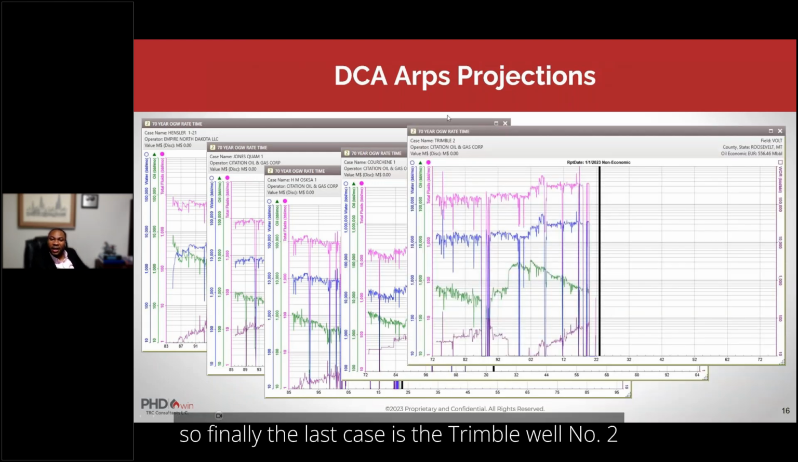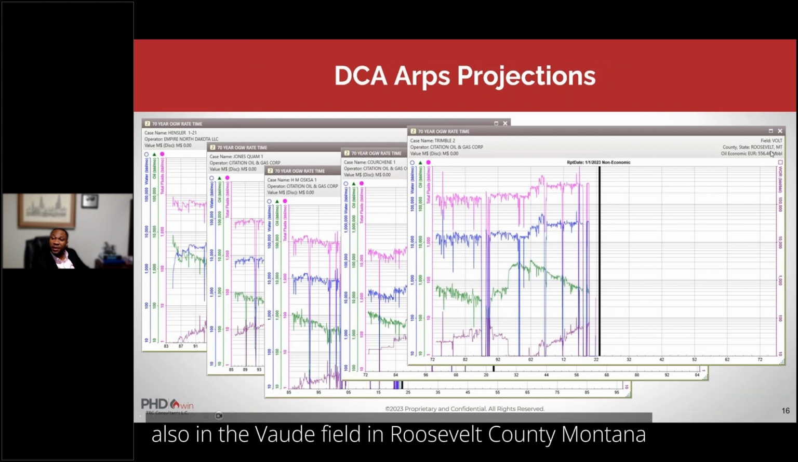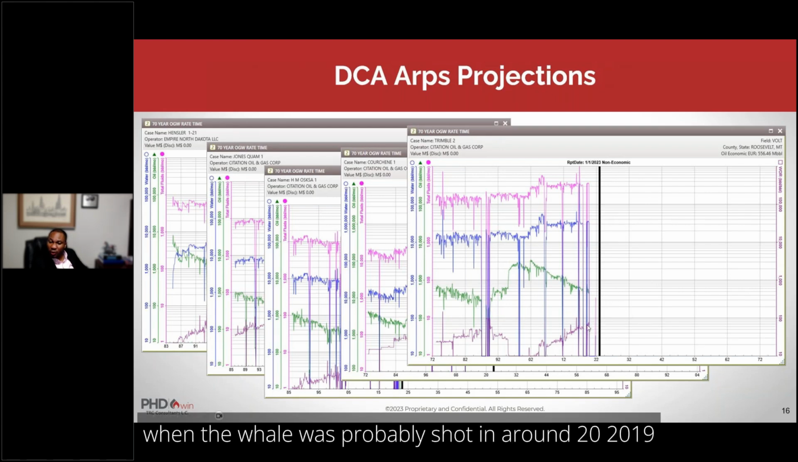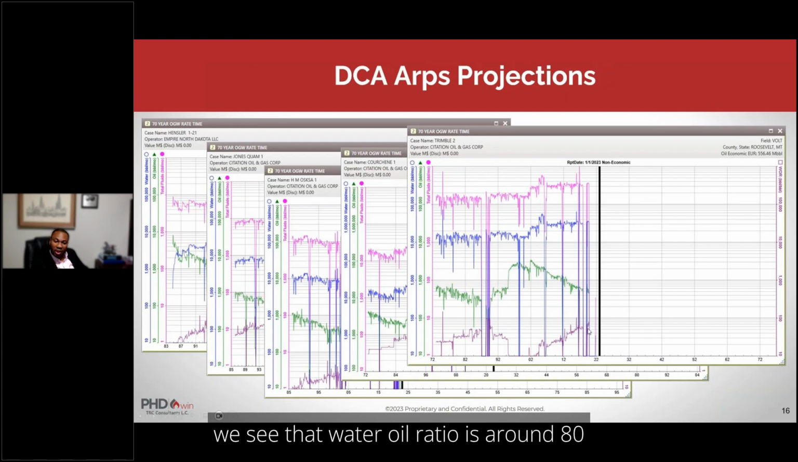So finally, the last case is the Trimble well number 2, also in the Vought field in Roosevelt County, Montana. This has produced about 500 million barrels of oil over its life since 1972. Again, over the last 20 something years, we see a trending up of the water cut up to when the well was probably shut in around 2019. Before it was shut in, the water-oil ratio was around 80, which is around 99% water cut.